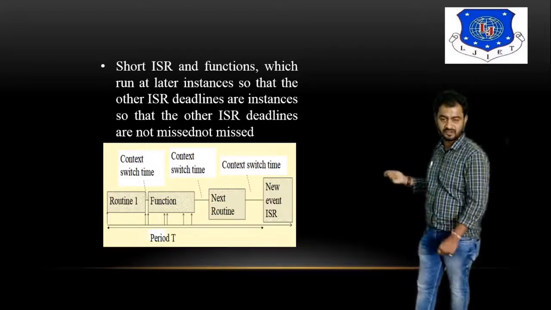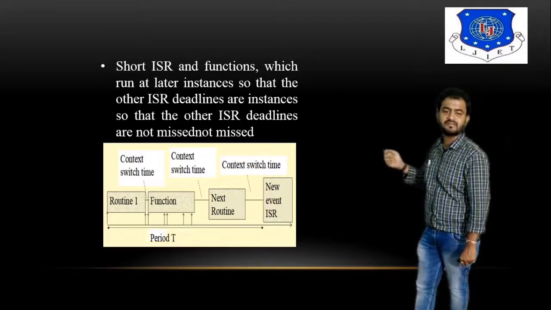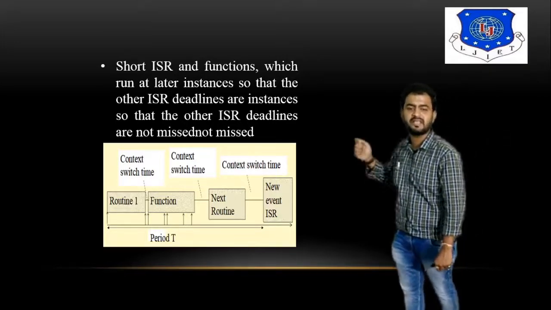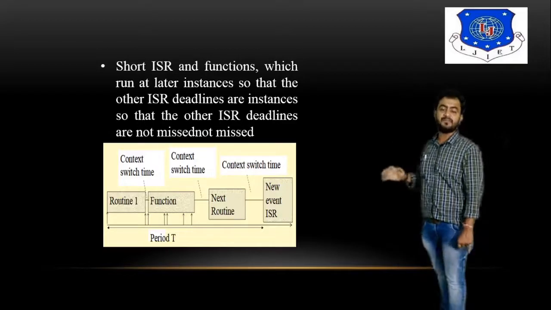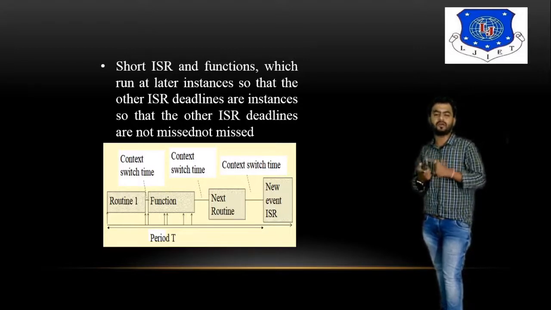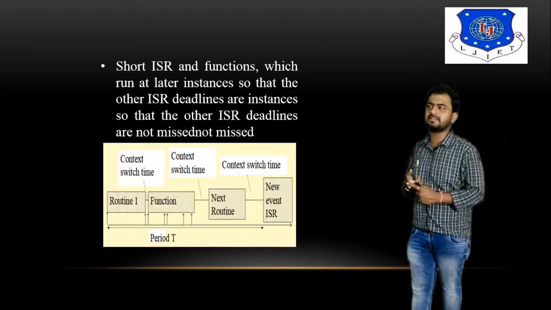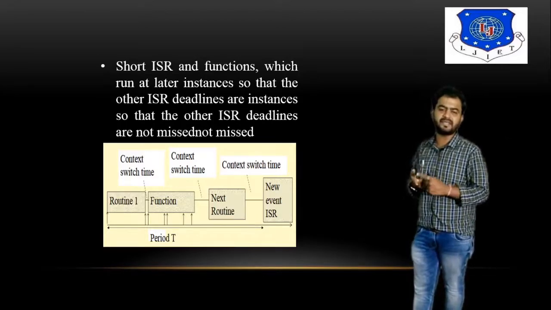You have to run router 1 functions, then next router, and only then can we say that the new event ISR will occur. So make sure that whenever you come into the ISR deadline function, you have to follow this strategy. You have to execute your task in task T, or we can say the period T.